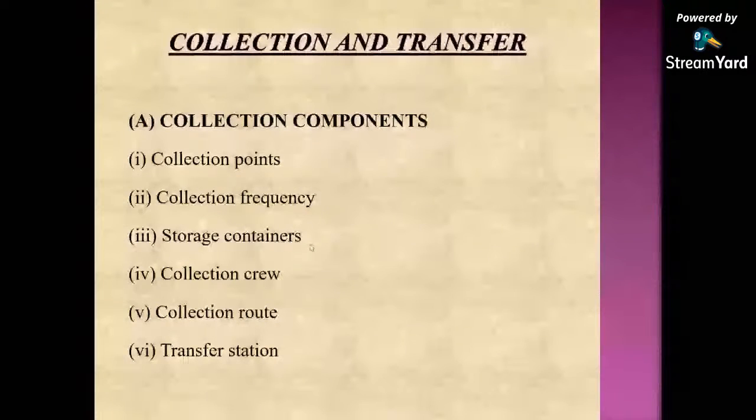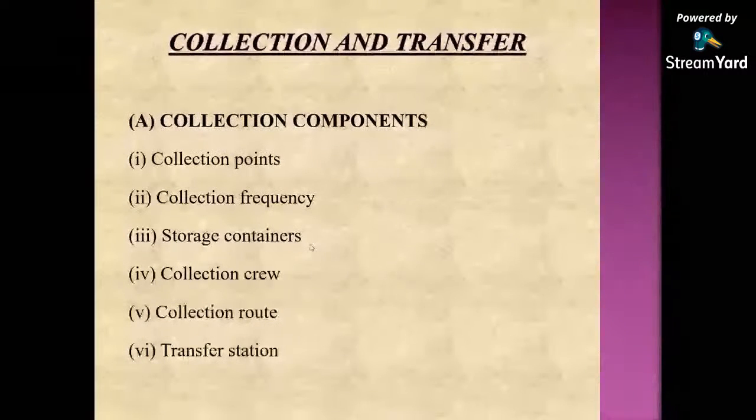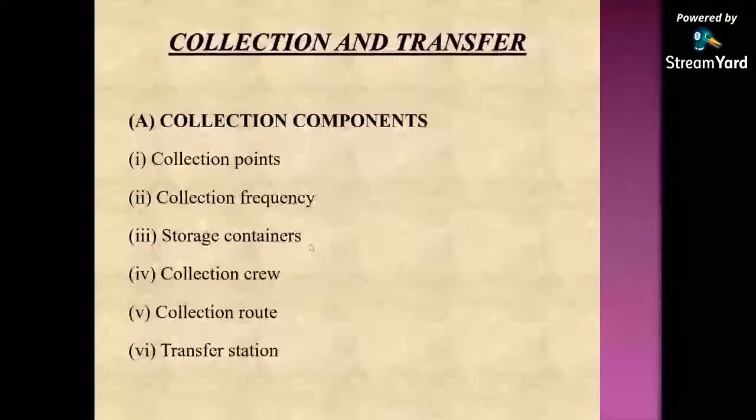Next is storage containers. The proper container selection can save collection energy, increase the speed of collection, and reduce crew size. Most importantly, containers should be functional for the amount and type of materials and the collection vehicles which are used. Containers should also be durable, easy to handle, and economical, and they should be resistant to corrosion, weather, and animals.